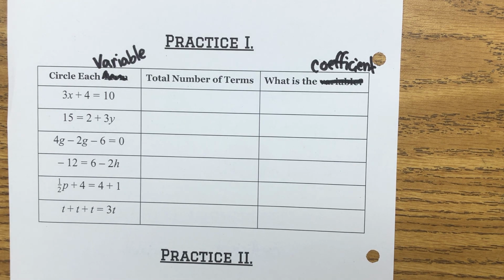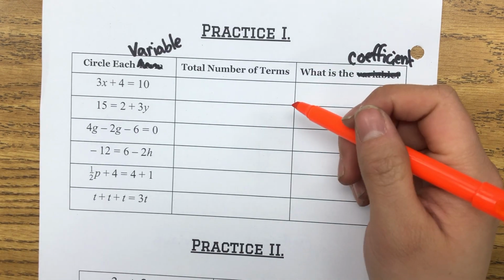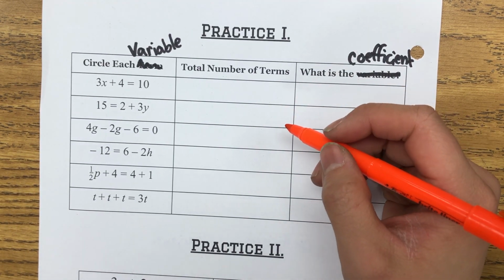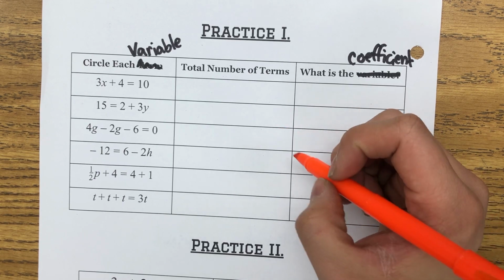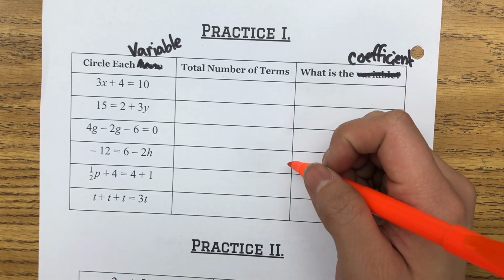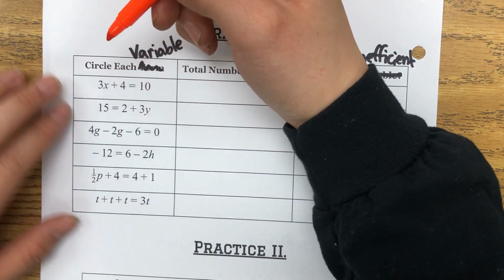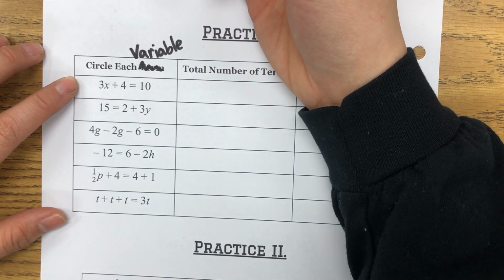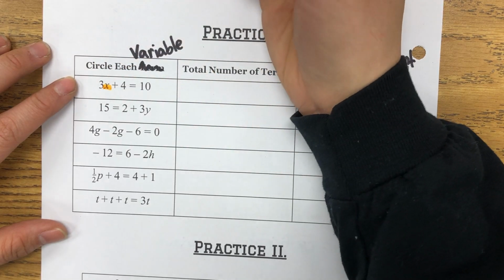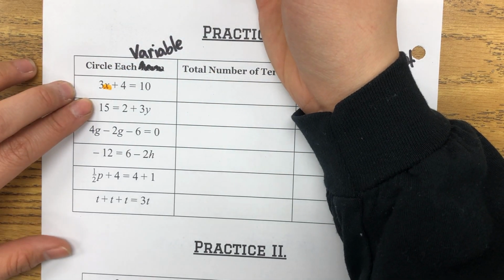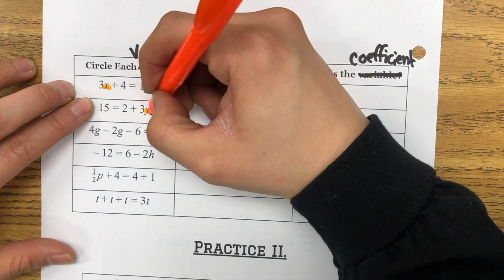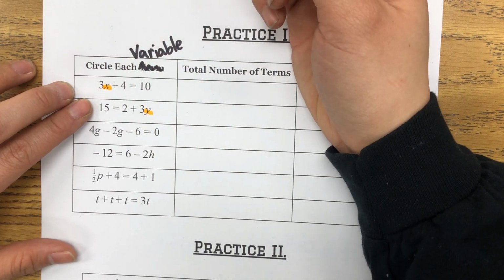We're going to be circling each variable. I'm actually going to highlight it. So for each problem, I'm going to highlight in orange what our variable is. Again, our variable is going to be a symbol representing some quantity that we do not know. And in math, we typically use a letter. So my variable right here for 3x plus 4 equals 10 is x. What I do not know is the value of this x. 15 equals 2 plus 3y. I do not know what this y is. That is our symbol. That's our variable.